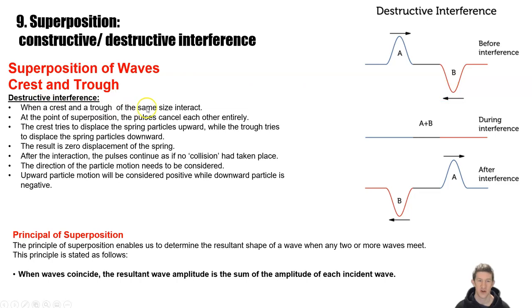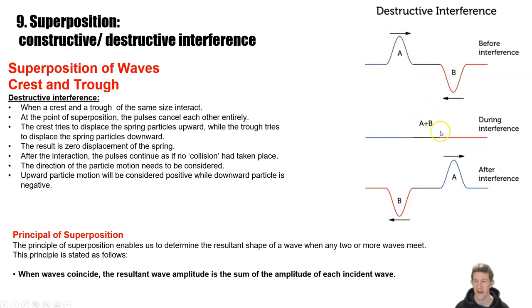If we then take a slightly different case and we have a crest and a trough, when a crest and the trough of the same size interact with each other, we get this destructive interference, and this is basically a cancelling out. The crest part tries to displace the spring upwards. If this is what we're talking about, we've got a spring that we've sort of flicked up and down. This part is trying to push the spring upwards, and this part is trying to pull the spring down. So just like when we add forces, you've got a positive force and a negative force, and the quantity is exactly the same, so they cancel out.